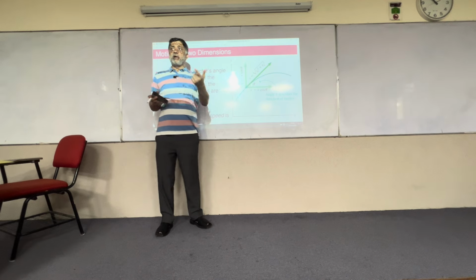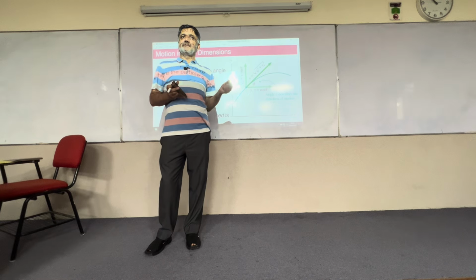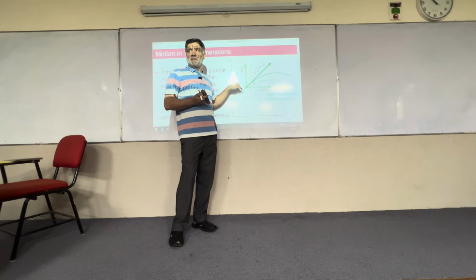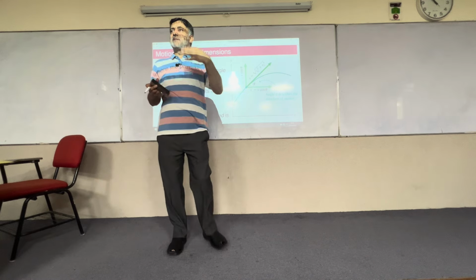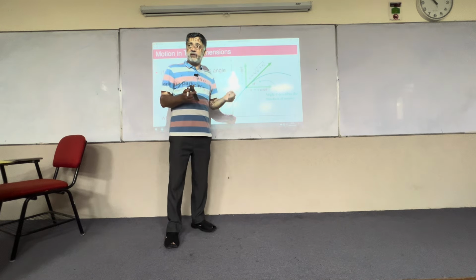So the length will be called, what will be the name for that length of the velocity vector? Speed, yeah? It will be the speed at that point. So you can even have instantaneous speed. Speed at a point. That is just the magnitude of the velocity vector.